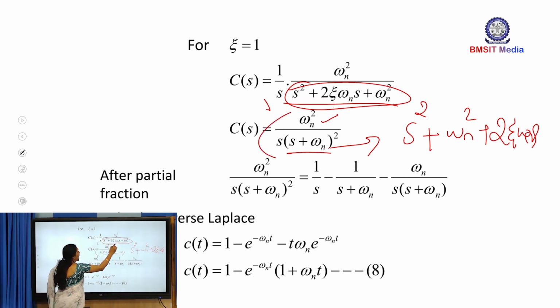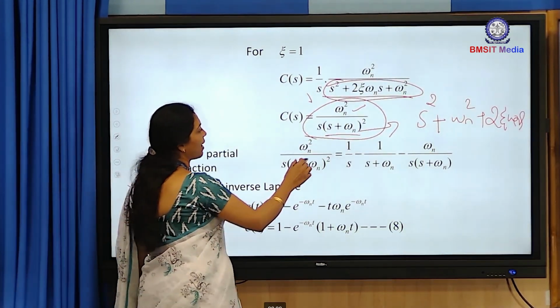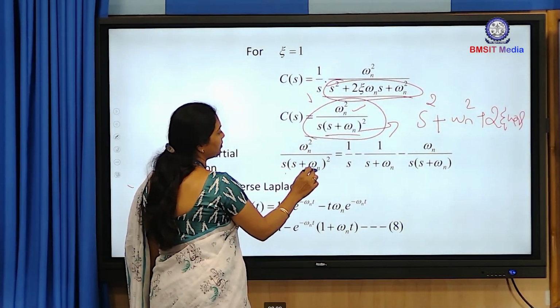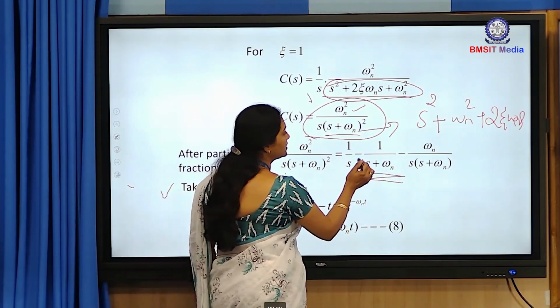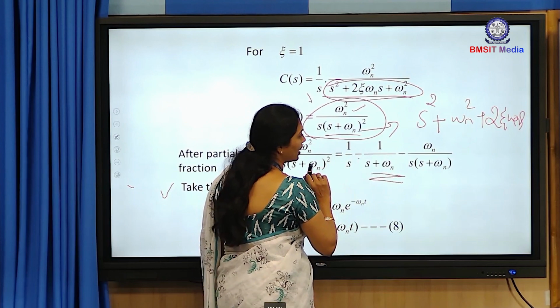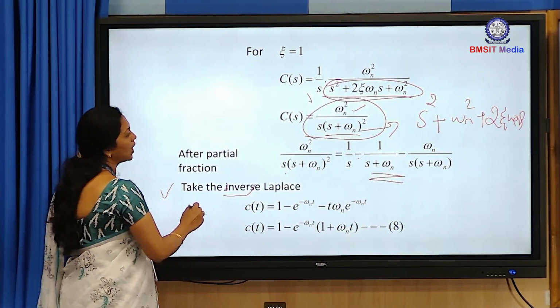Now what I do? I convert that into partial fractions. When I convert this into partial fractions, that is omega n square by s plus omega n square, this is the value that I will be getting: 1 by s minus 1 divided by s plus omega n minus omega n by s into s plus omega n.